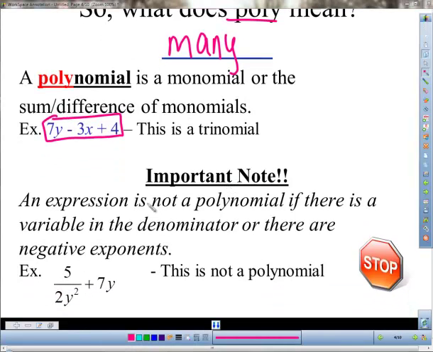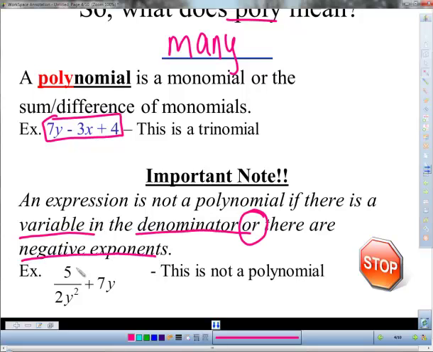It's important for you to know that an expression is not a polynomial if there is a variable in the denominator or there are negative exponents. So for example, this expression right here is not a polynomial.